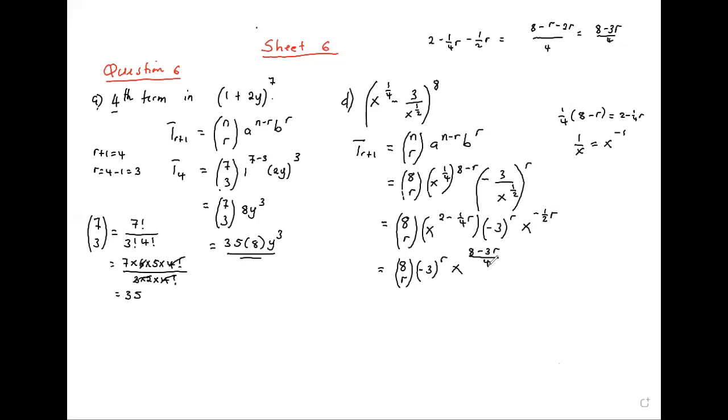Now to look for a constant term, it is as good as looking for a term independent of x, because a constant doesn't have x. So what you do is you get the x that you have in your question. You know that for a term to be a constant, the power of x must be 0, because x to the power 0 is 1, which is a constant. So it will just multiply with the other constants that are there. So we ensure that (8 minus 3r) over 4 be equal to 0.